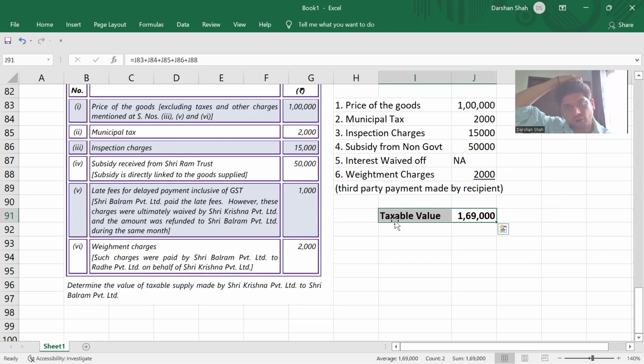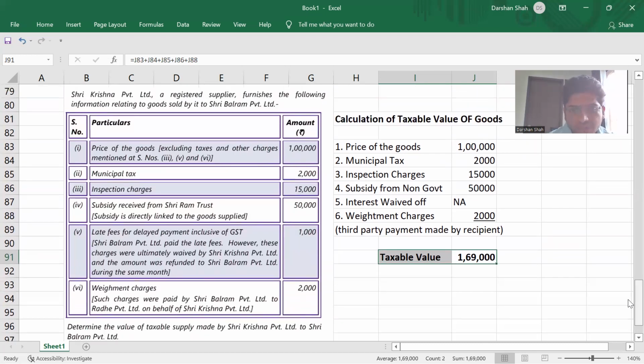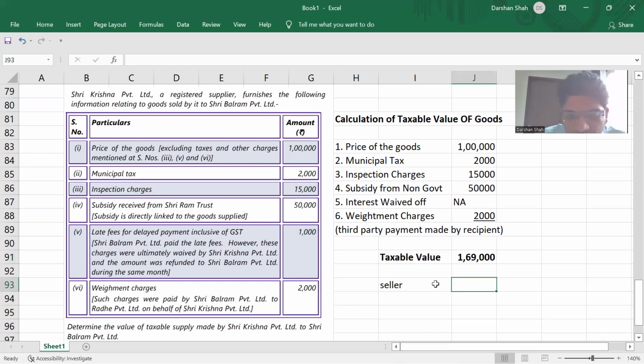If you understood what all I have included and what I have ignored. Any doubt, guys? Any doubt in how I calculated 1,69,000? Just check. Can you just repeat the reason for the fifth one, why we are ignoring it? Okay. Reason for the sixth one is weighment charges were paid by Shri Balram. Who is Balram? See, seller. Who is the seller? Seller is Krishna.